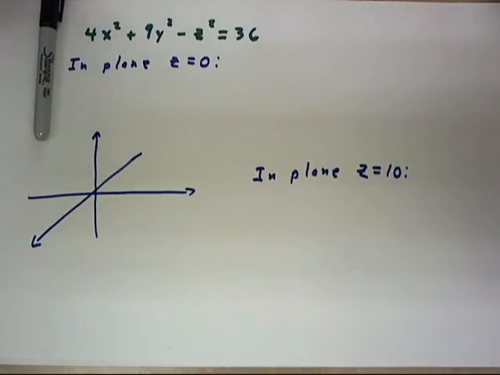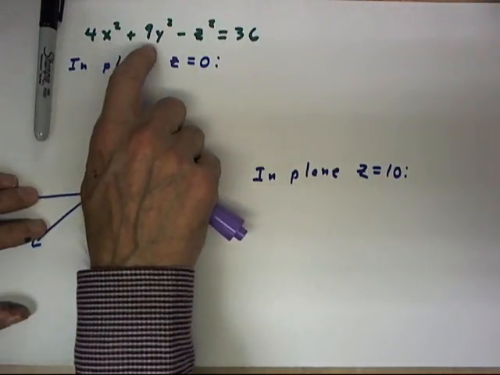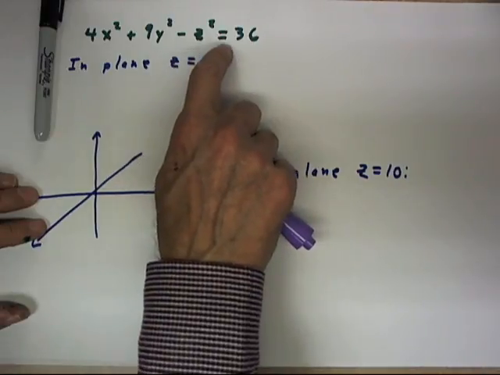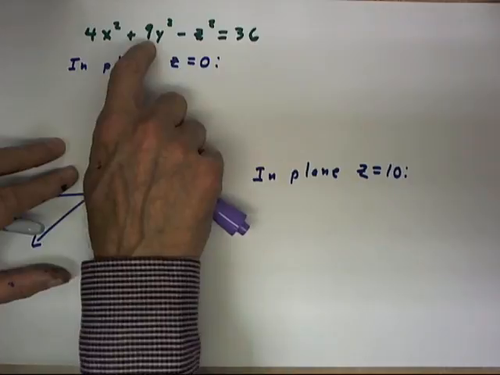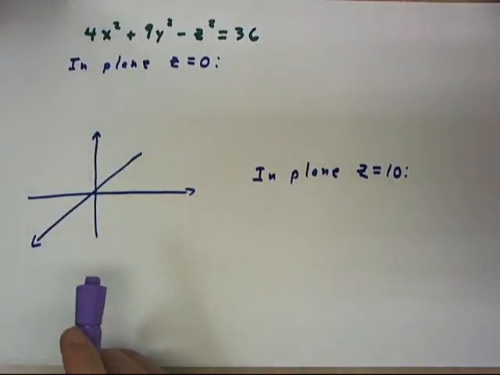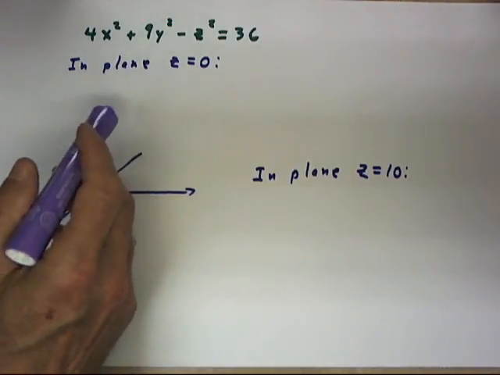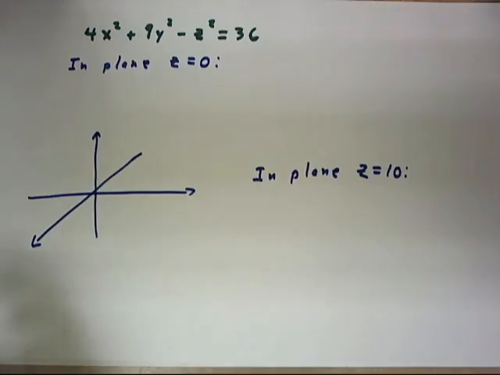Before we look at a more general form, let's look at a specific example. Let's say we have the equation 4x squared plus 9y squared minus z squared equals 36. So a would be 4, b would be 9, c would be -1, and d would be 36. And let's just look at this equation in the plane z equals 0.